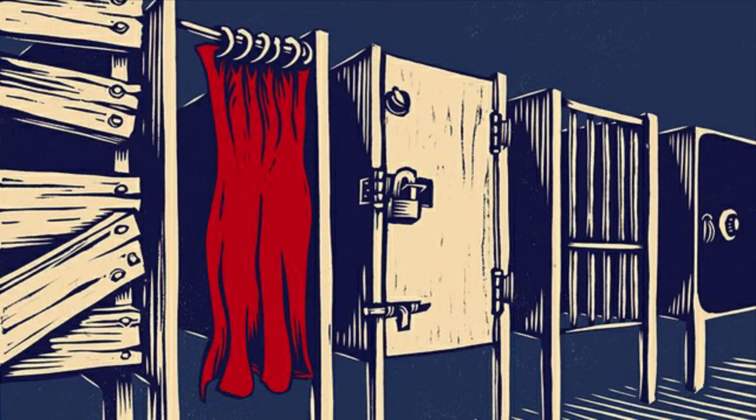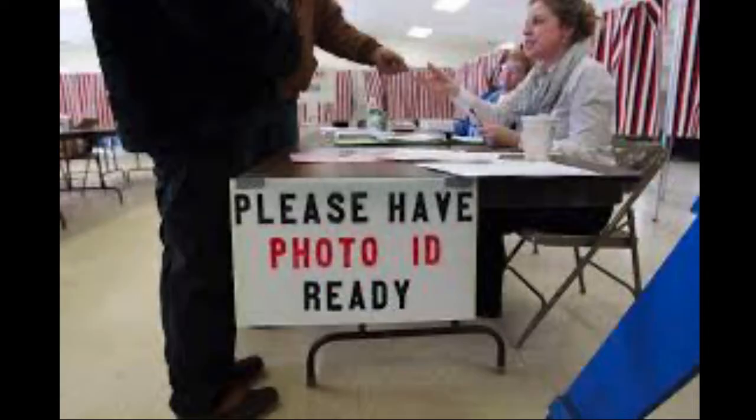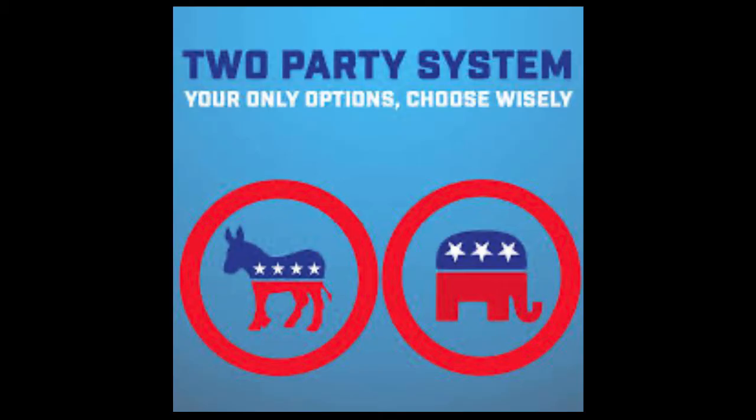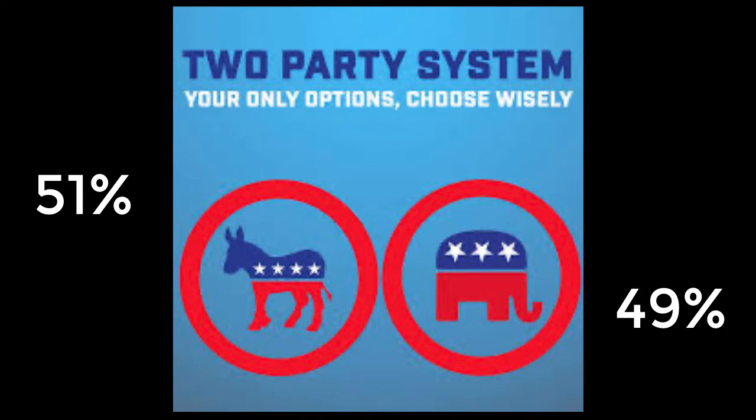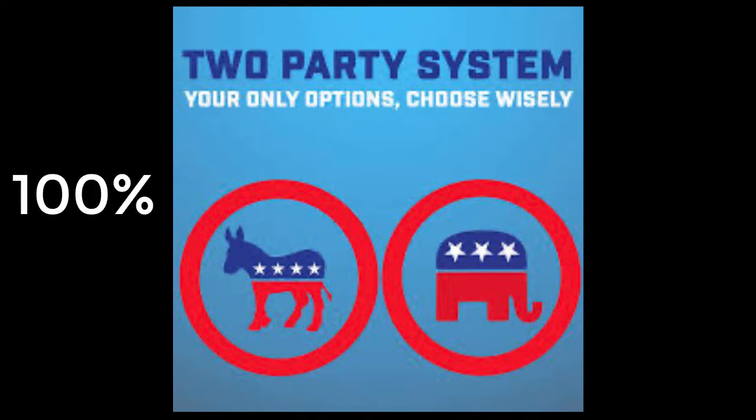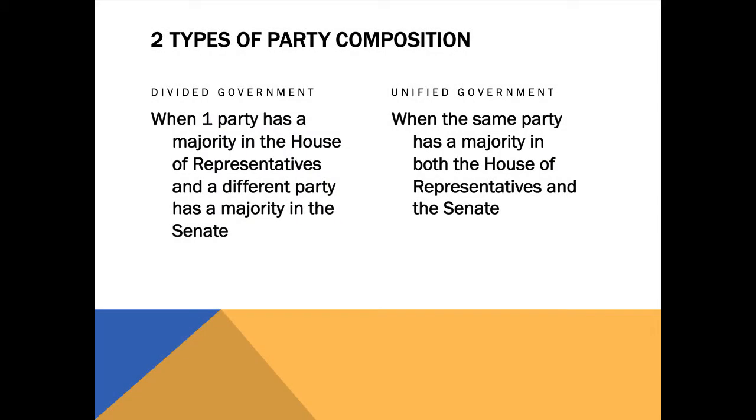Throughout this course, we've talked a lot about how elections are plagued by low turnout, and there are obstacles to voting like voter ID laws. And the fact that we have a two-party system means that while 51% of people might have voted for candidate A, that means that 49% of people who voted for candidate B aren't represented by the candidate they voted for. Things become even more disproportionate when we look at party composition across the state legislatures.